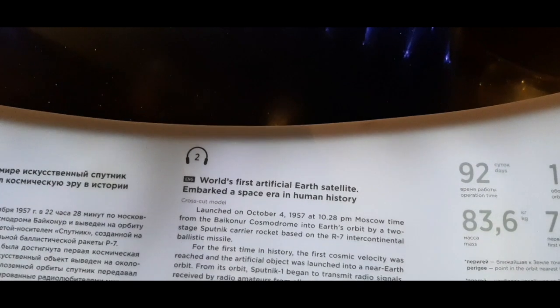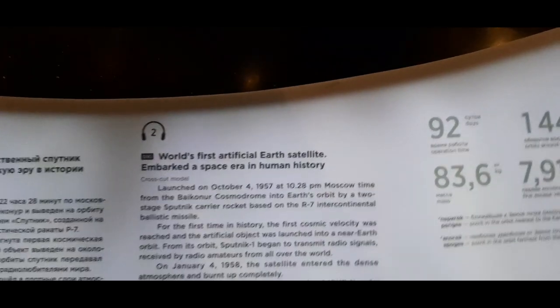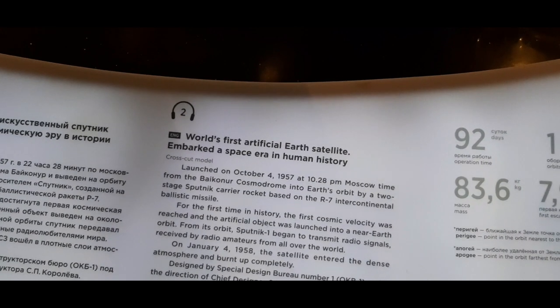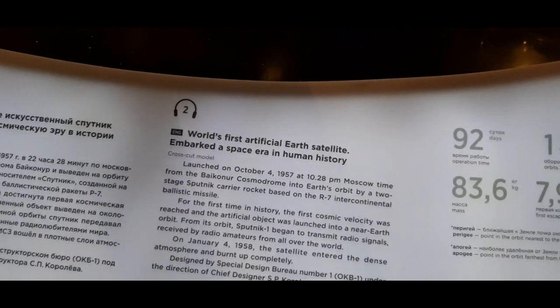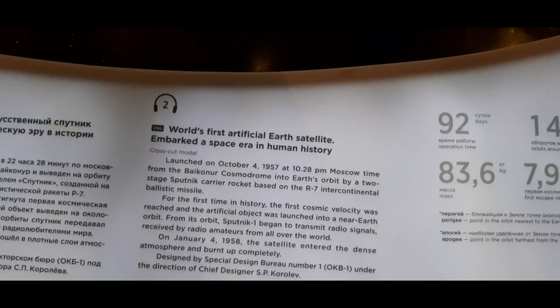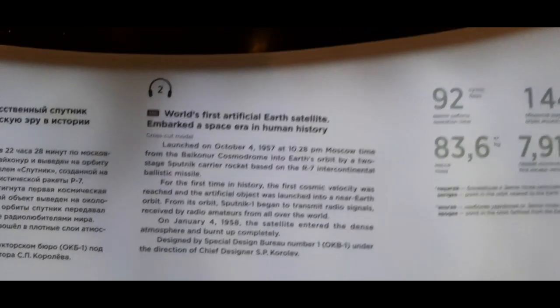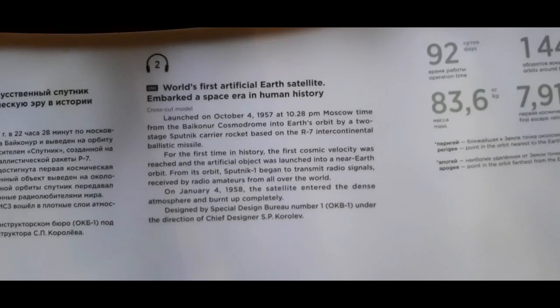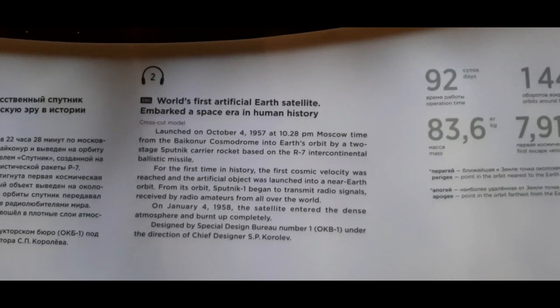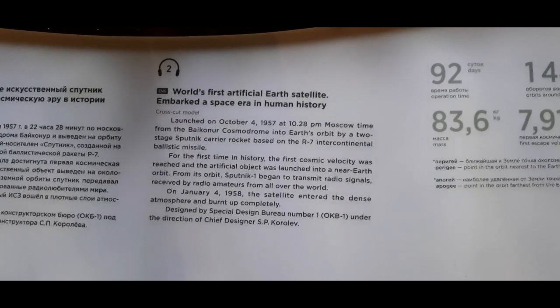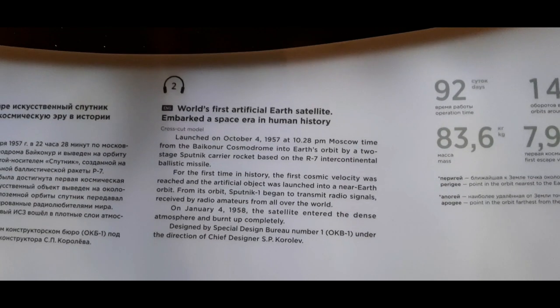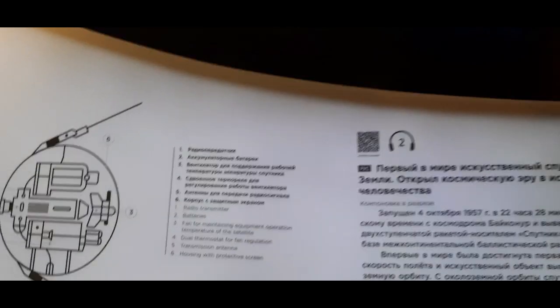From the Baikonur Cosmodrome into Earth orbit by a 2 stage Sputnik rocket placed on the R7 intercontinental ballistic missile for the first time in history. The first cosmic velocity was reached. On January 4, 1958, the satellite entered the dense atmosphere and burned up completely, designed by special design bureau number 1 under the direction of chief designer S.P. Korolev. Ayan po siya. Ito yun. Ito yung drawing niya.